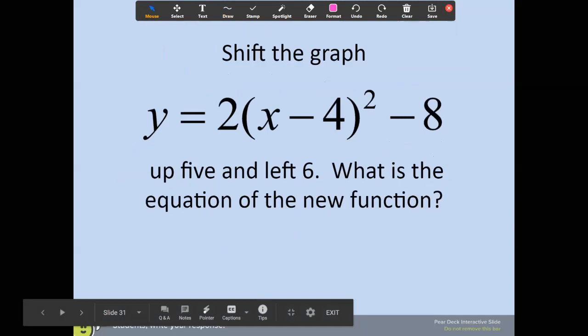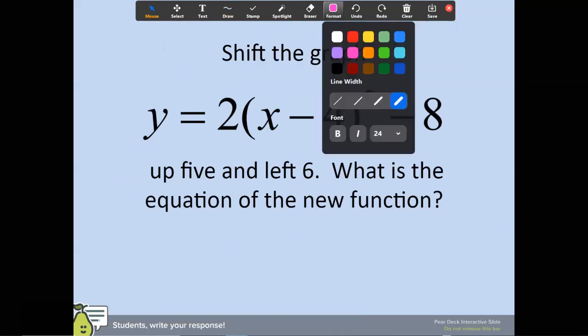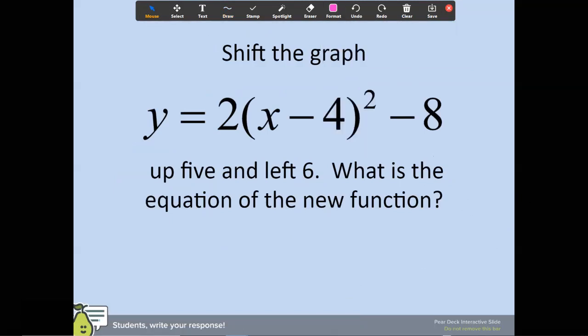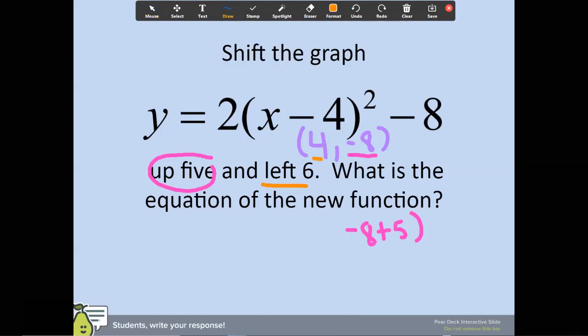Okay, so we're shifting the graph up 5 and left 6. What might be helpful is to think about where the original graph was. So the original graph was at 4 comma negative 8. And so this up 5 is going to be affecting this. So I'm really going to be adding 5 onto my x, okay? And this left 6 is going to be affecting the 4. So what I'm going to be doing is I'm going to be subtracting 6.